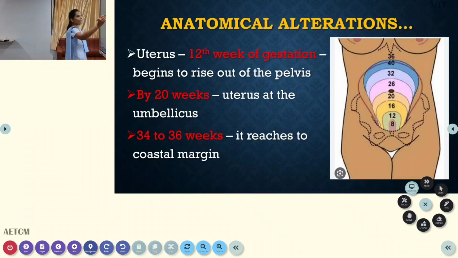By the 12th week of gestation, the uterus, which is an intrapelvic organ, begins to rise out of the pelvis. By 20 weeks of gestation, it is at the umbilicus level, and at 32 to 36 weeks of gestation, it reaches the costal margin.